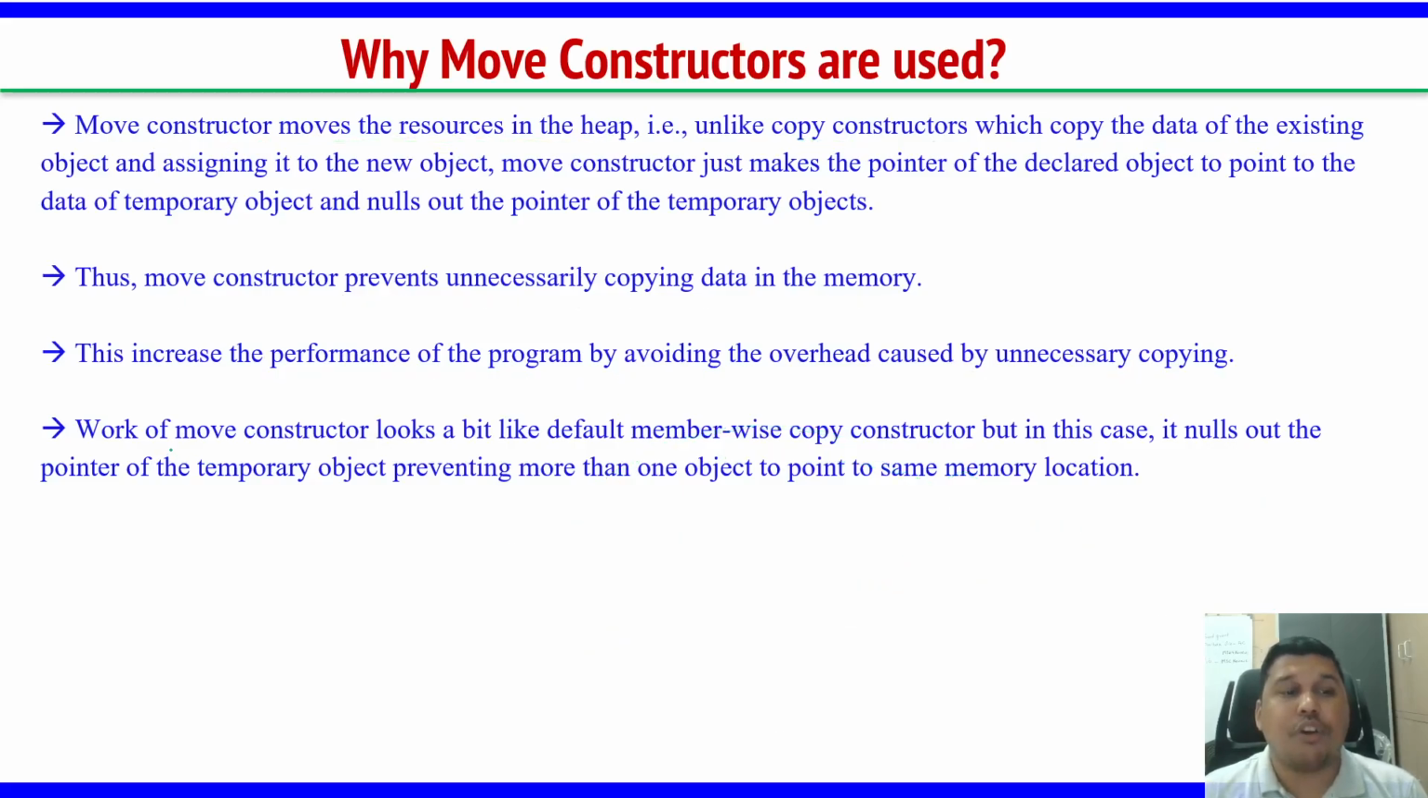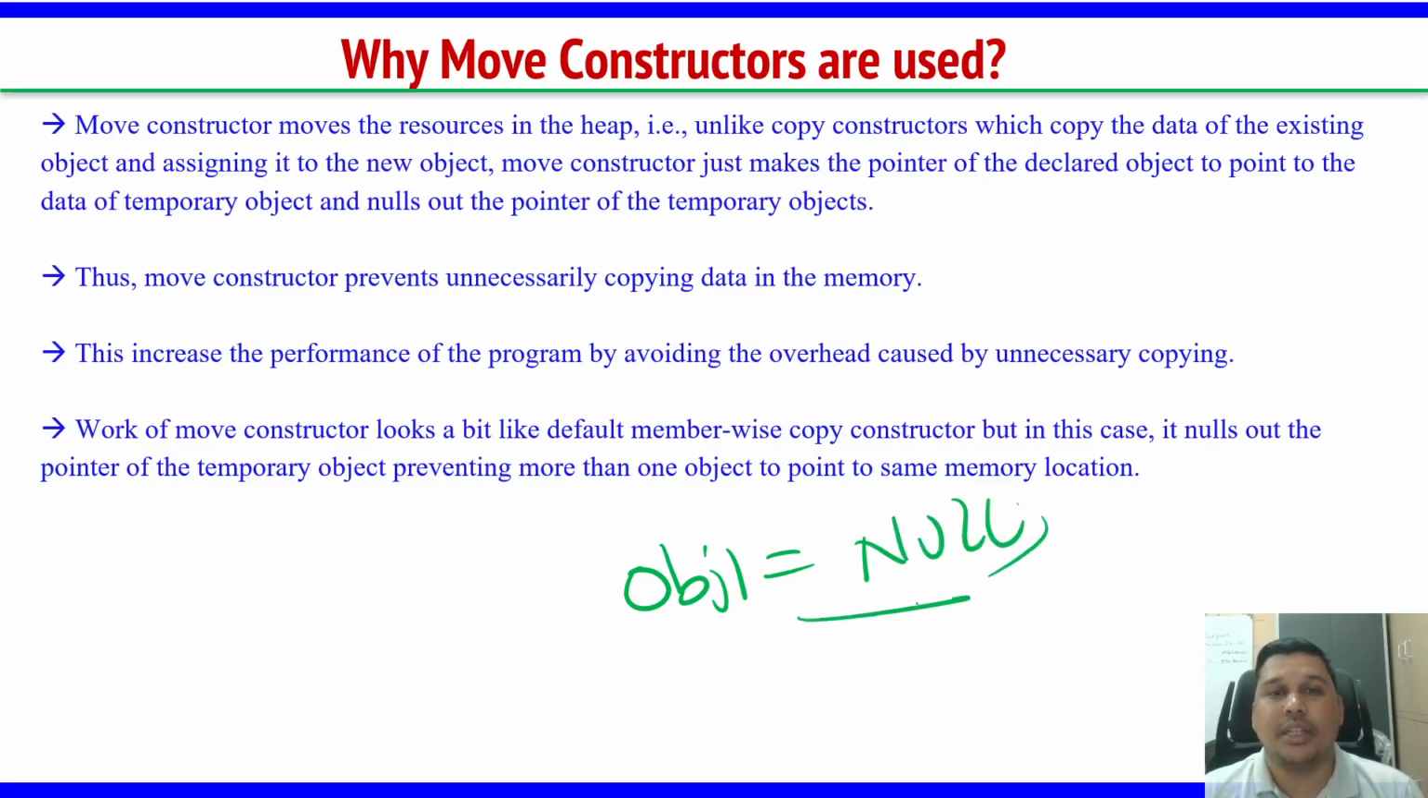See, the work of the move constructor looks a bit like the default member-wise copy constructor. It is the same as copying the constructor, but in this case it nulls out the pointer of the temporary object. It means the original object obj1 is nullified. That is the only change we are seeing in the move constructor.